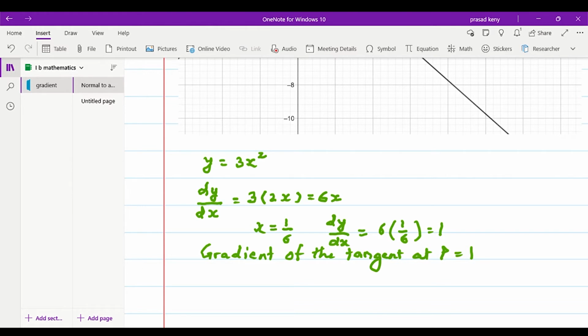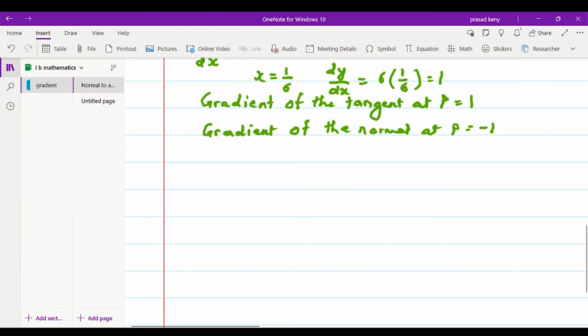Now the gradient of normal is the negative reciprocal of the gradient of the tangent. So the gradient of the normal at P is the negative reciprocal of 1, that will be negative 1. See that 1 into negative 1 is minus 1. So now I will write the equation of the normal.